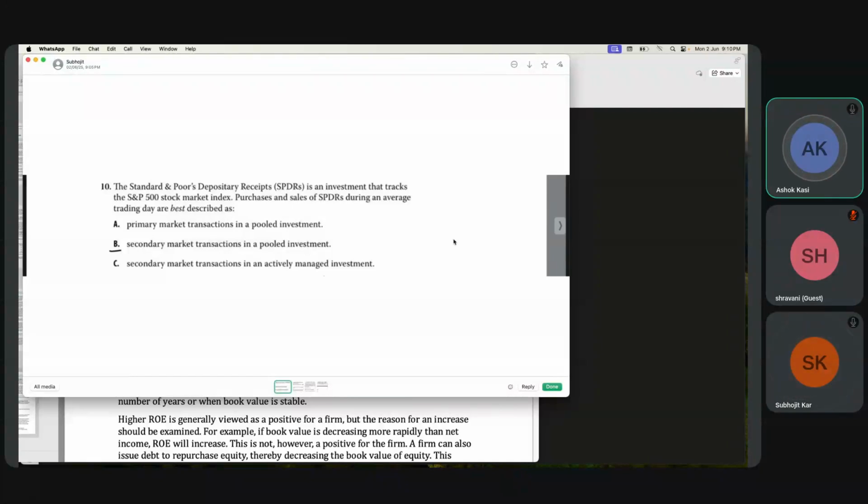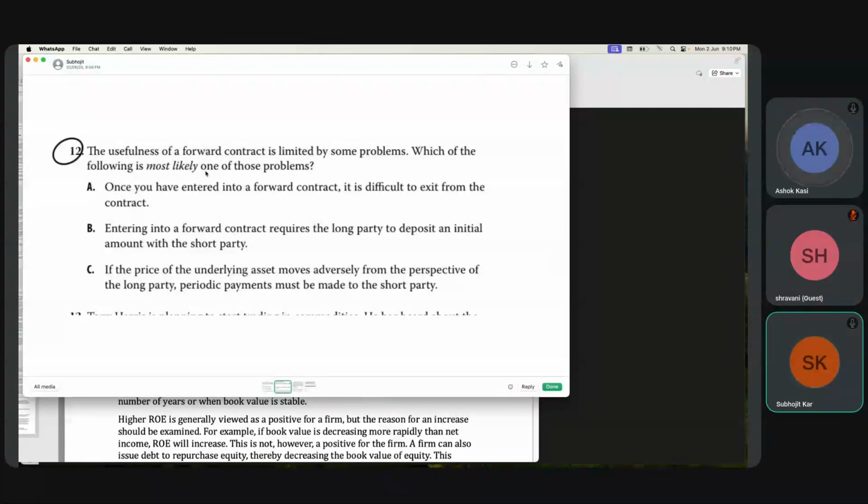And the 12th one. The usefulness of a forward contract is limited. Forward contract, you leave it. This is a derivative contract. I have a doubt: in a forward contract there's a counterparty risk, so can one party just get out of the contract? No, they cannot get out of the contract. It is an obligation for both. Forward and futures both have obligations, options do not.